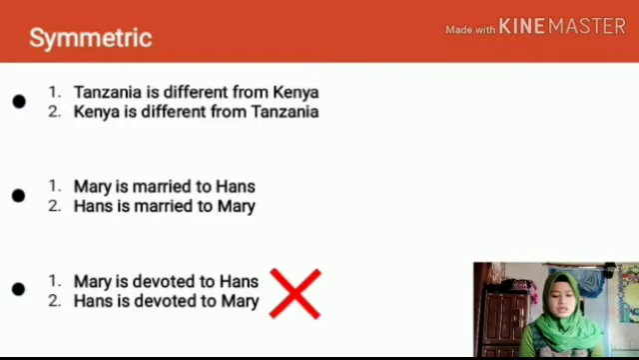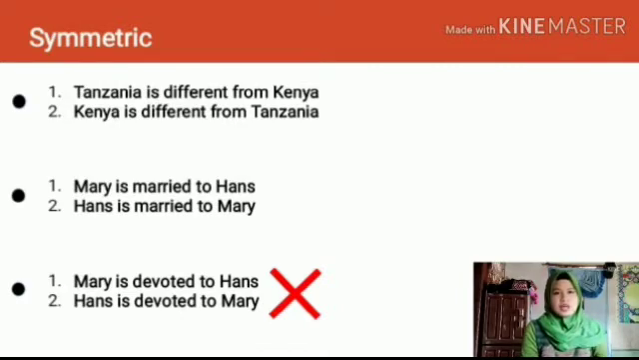So, devoted to is not symmetric because if we reverse x and y, it has a different meaning, in the context of semantics and pragmatics.